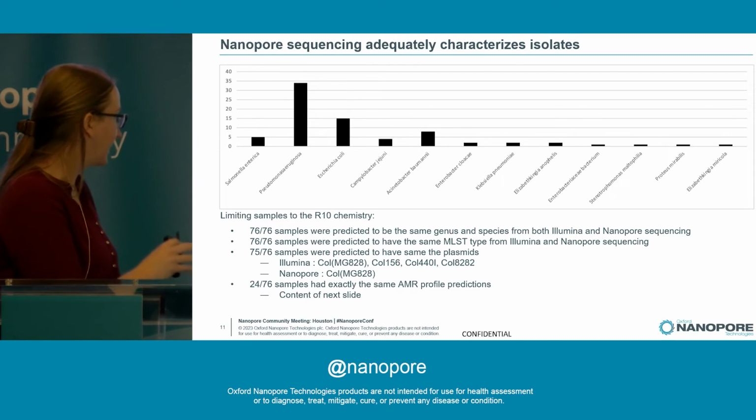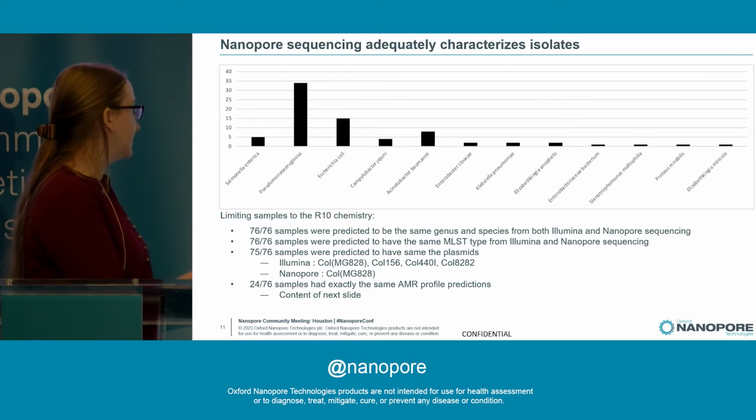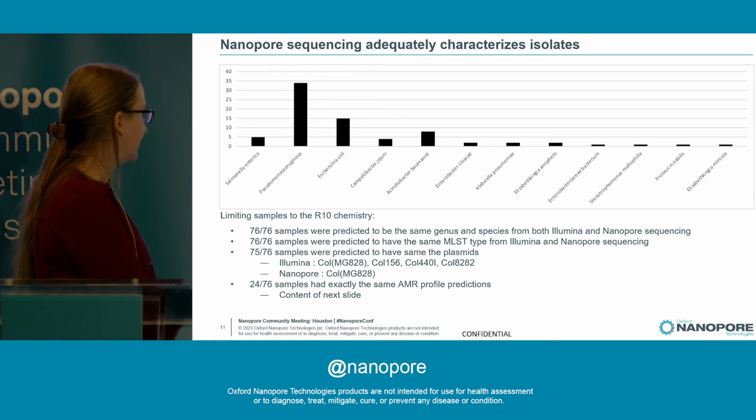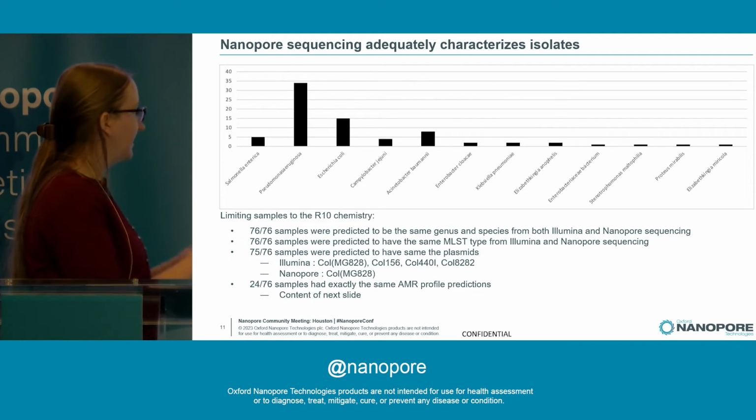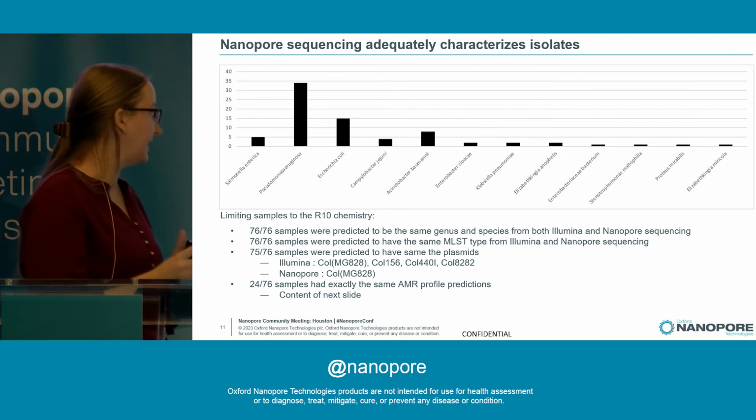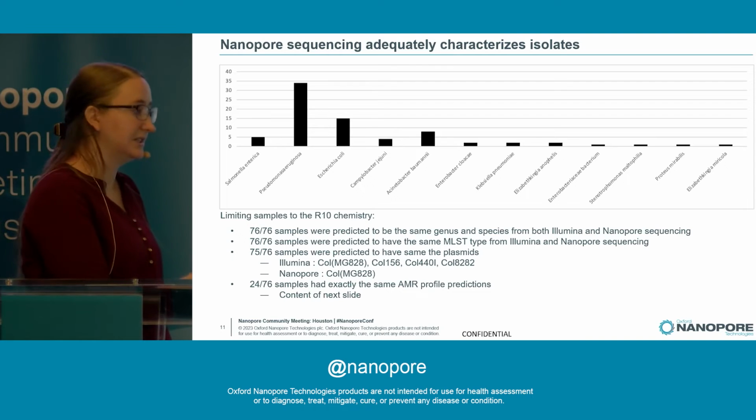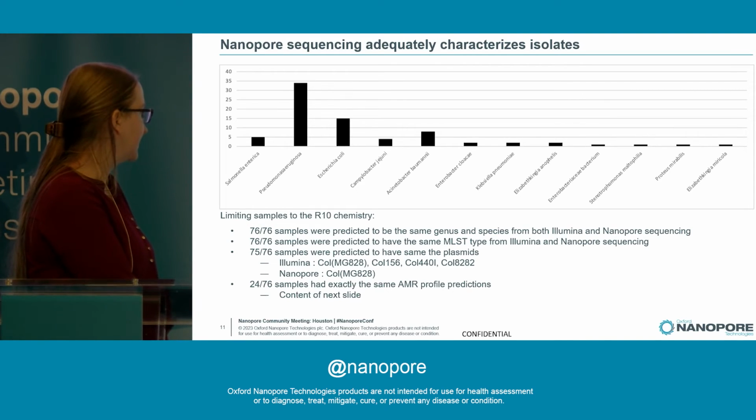For the rest of the talk, I'm going to be restricting my results to the last 76 isolates that we sequenced, because they're with the R10 flow cells and the most recent chemistries. And I don't want to be like a broken record talking about how the quality has improved substantially. Basically, in summary, we looked at MLST types in these isolates, and they were the same between Illumina and Nanopore. We looked at the predicted genus and species, and they were the same. Plasmid predictions were a little bit different from PlasmidFinder, in that we do occasionally see plasmids predicted more often in Illumina data than in assembled Nanopore data.